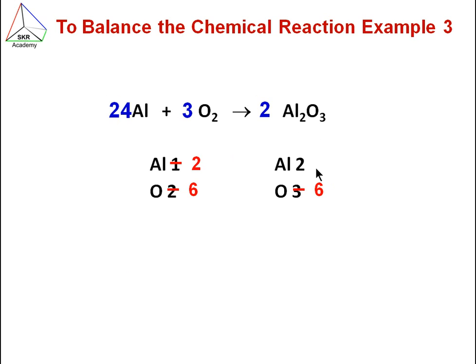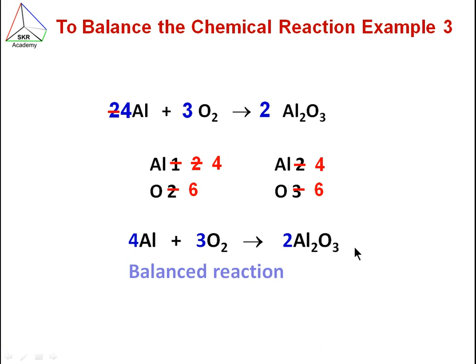So to balance that, rather than 2 on the left hand side, we have to change this coefficient from 2 to 4. Then the total number of aluminum on the left hand side will become 4, and on the right hand side it was already 4. So the final balanced reaction will be: 4 aluminum will react with 3 molecules of oxygen and will produce 2 molecules of aluminum oxide. So the balanced reaction is this one.